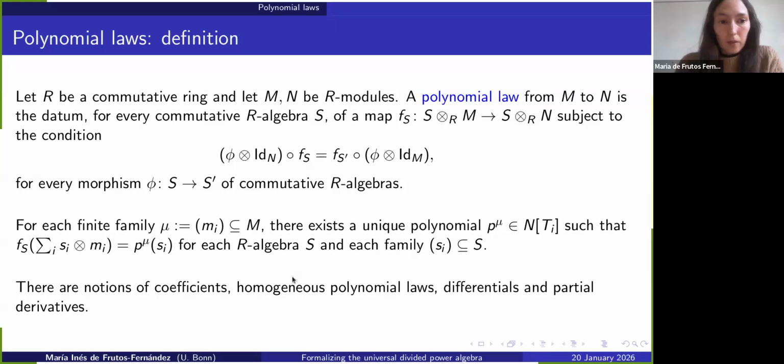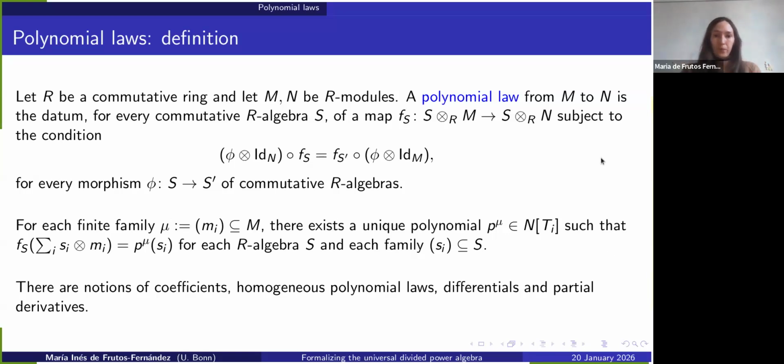Okay, so it's not very clear from this definition why we call this a polynomial law, but in fact, if you start with any finite family of elements in your module M, then there is a unique polynomial associated to this family that's going to determine the image of this map. So this is why we call it a polynomial law. And because of these connections with polynomials, we have notions of coefficients, of homogeneous polynomial laws, and also of differentials and partial derivatives of polynomials.